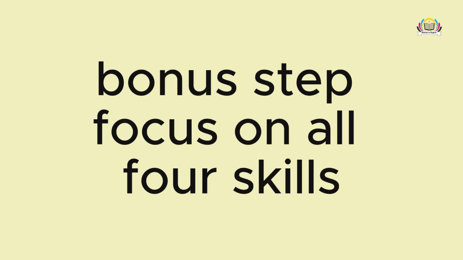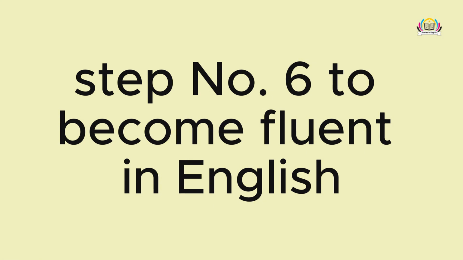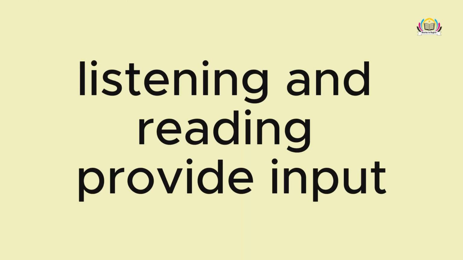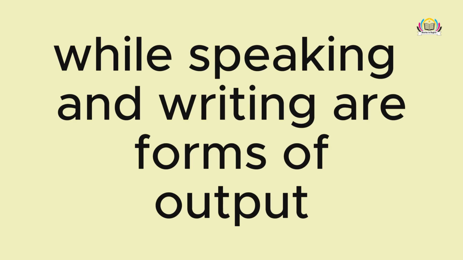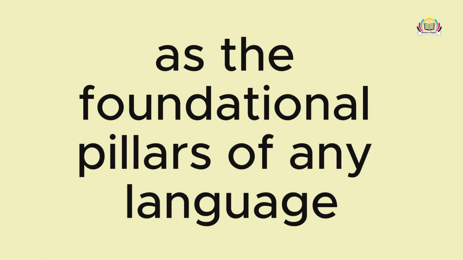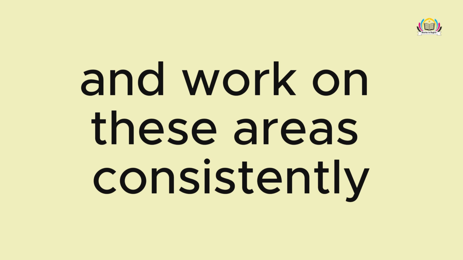Bonus step. Focus on all 4 skills. Now, let's discuss a bonus step, step number 6. To become fluent in English, focus on developing all 4 language skills: listening, speaking, reading, and writing, LSRW. Listening and reading provide input, while speaking and writing are forms of output. Think of these 4 skills as the foundational pillars of any language. To master English, approach it as a skill and work on these areas consistently.